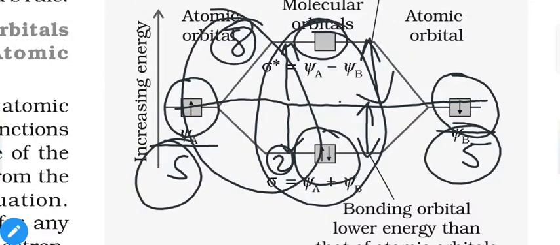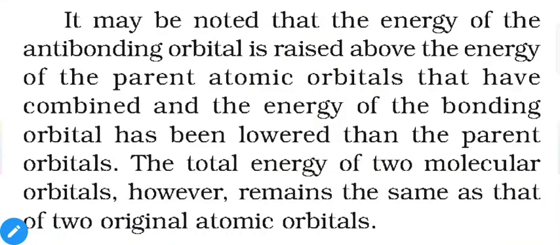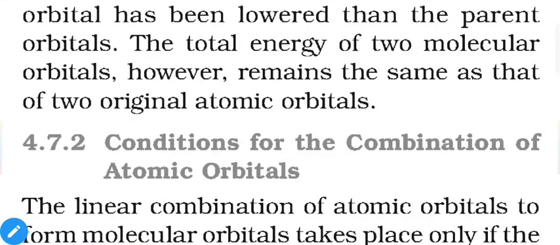So the total energy of the atoms is equal to the total energy of the molecule. But the higher energy orbital is empty, which means the value of that higher energy orbital is not being considered now. That's why electrons are stabilized and the molecule is stabilized. It may be noted that the energy of the antibonding orbital is raised above the energy of the parent orbitals that have combined, and the energy of the bonding orbital has been lowered than the parent atomic orbitals. The total energy of the two molecular orbitals, however, remains the same as the two original atomic orbitals. So as we discussed, the same is mentioned here.